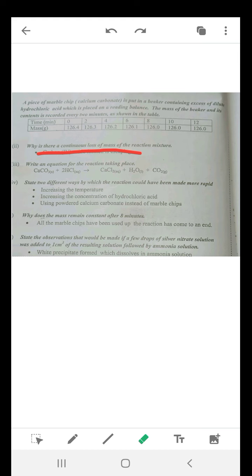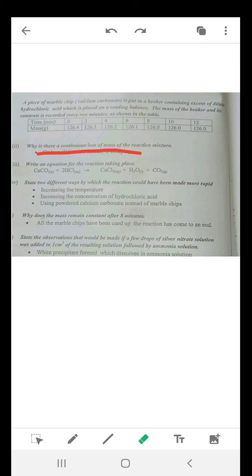Okay, fine. So, state two different ways by which the reaction could be made rapid. How do we increase this rate of reaction? We have talked about factors that increase the rate of reaction. We have talked of temperature. If you increase temperature, the rate of reaction increases. So we make the reaction rapid by, one, increasing temperature.